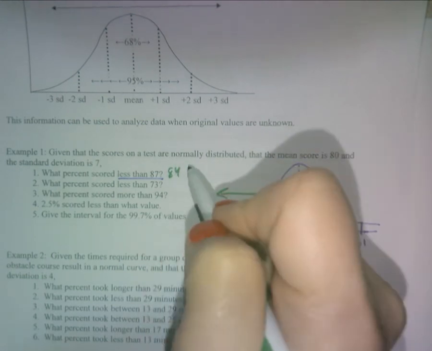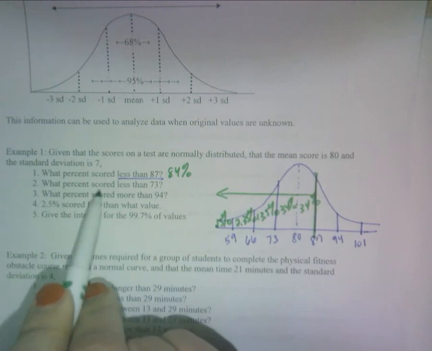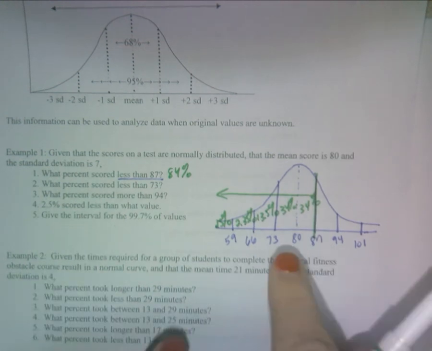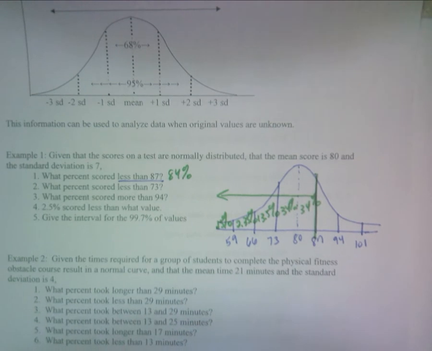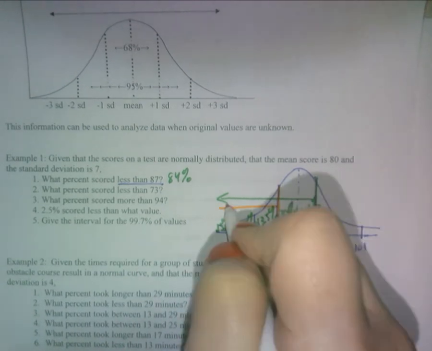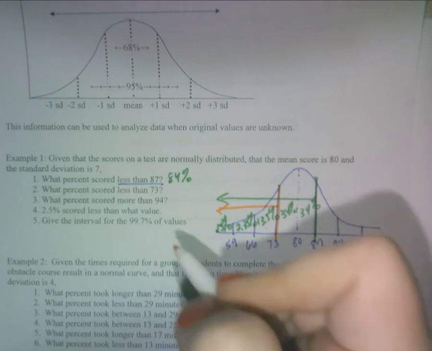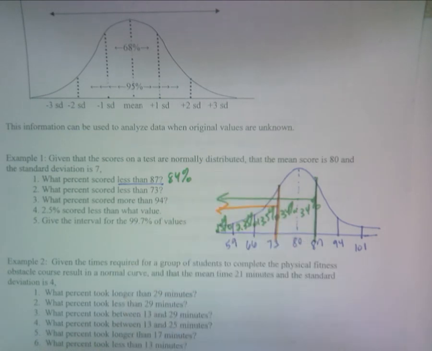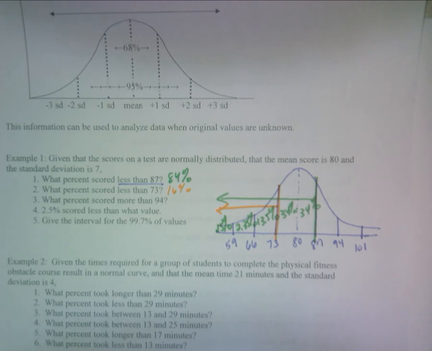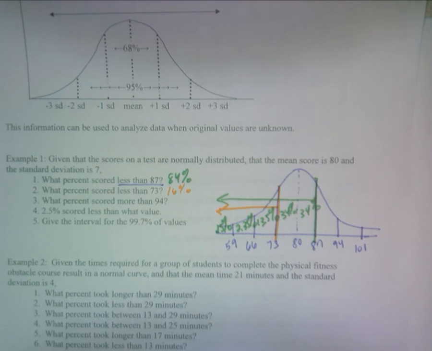Okay, so then what percent scored less than 73? Do that one. Go to 73 and go less than, which would be left. It's 16, because it's still the 68-16. 16. All right, now you figure out what percent scored more than 94.